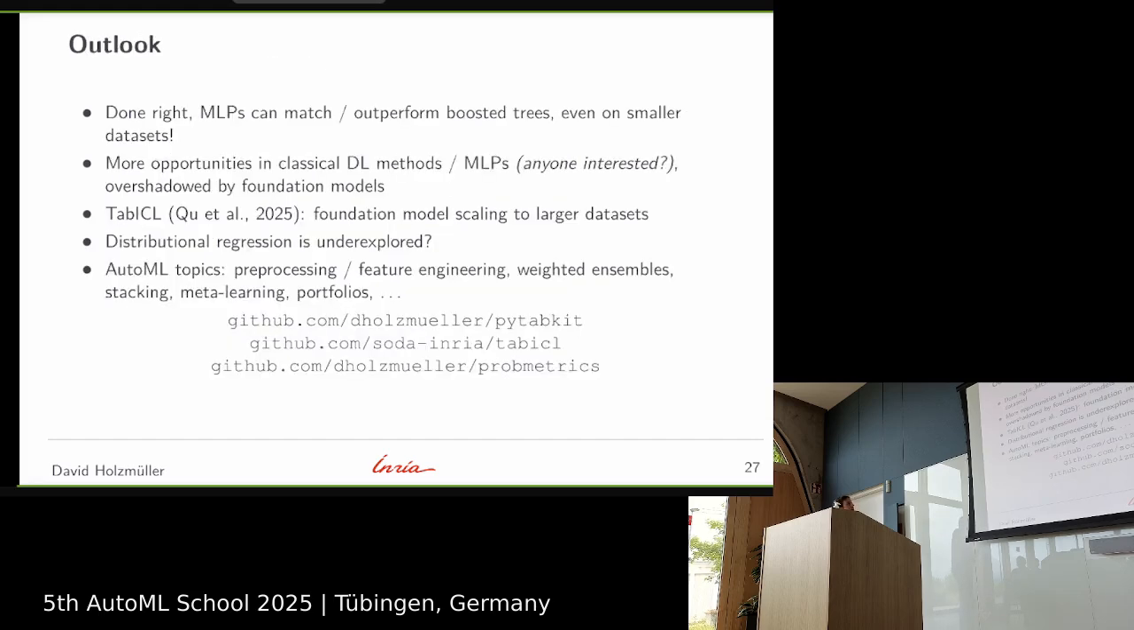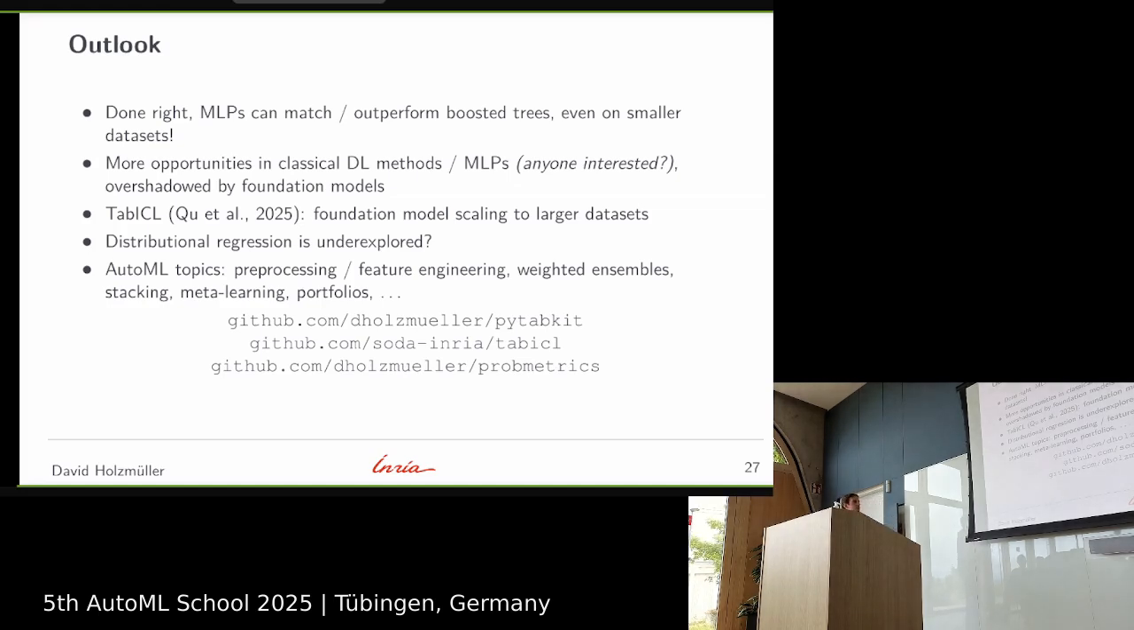Okay. So anyway, I hope I've somewhat convinced you that if you do MLPs correctly with a lot of tricks, then you can match or outperform boosted trees, even if you do the benchmark relatively neutrally and correctly. And also we saw in the TabPFN subset results, even on smaller data sets, the neural nets are now better than boosted trees. I think there are more opportunities to improve MLPs, if anyone is interested. Unfortunately, this is a bit overshadowed right now by the hype of foundation models.